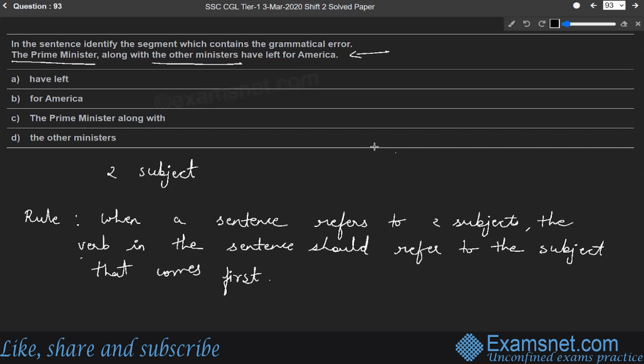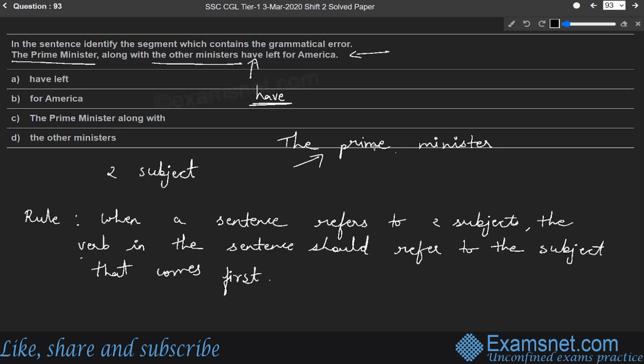Okay. So in this sentence, can you tell me what is the verb here? The verb is have. So this verb should be referring to the subject that comes first. So first, the subject that comes here is the Prime Minister. This is the first subject for the sentence, right? So according to this rule, the sentence is containing two different subjects and the verb have should refer to the first subject. Okay, means the verb should be related to the first subject. Here you can see that the first subject is the Prime Minister.